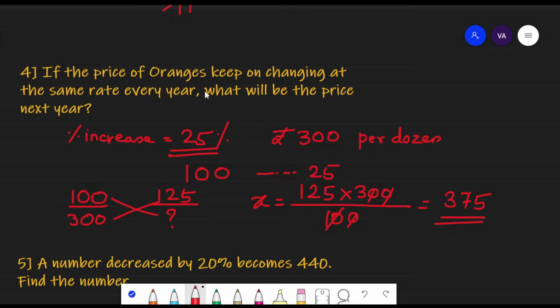So last year the prices were 240 per dozen. This year they are 300 rupees per dozen, and next year they will be rupees 375 per dozen. How did we do this? Because they have said that the rate has not changed. It will be a 25% increase next year also. So we have taken, for every 100 there is a 25 rupees increase. That means if the price was 100, the new price will be 125. So for 300, what will be the price? Definitely 125 into 300 divided by 100, we get 375.